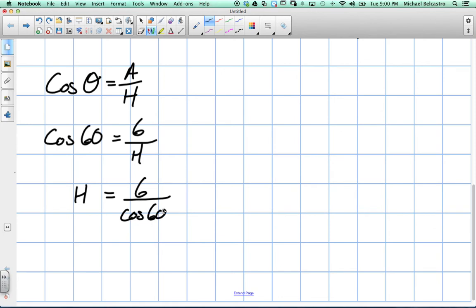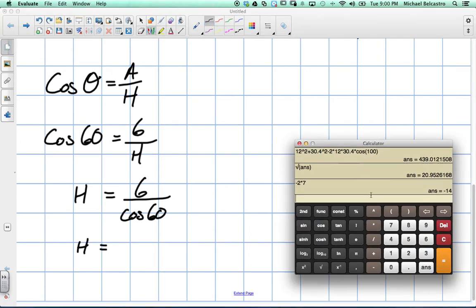If you're unsure how I did that, maybe watch a primary trig ratio video. So our hypotenuse is equal to, if we bring out our calculator here, 6 divided by brackets cos 60. Hopefully we're in degrees here.